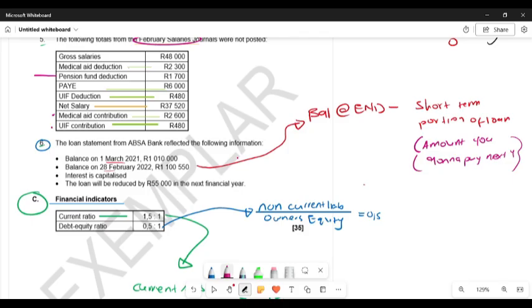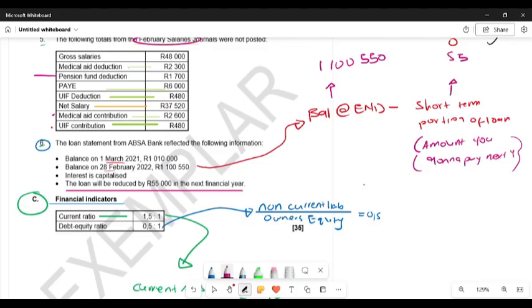So let us analyze this information. My balance at the end here, I am given as 1,100,550. And as you can see, the loan, bullet point number 4, the loan would be reduced by 55,000 in the next financial year. Your loan can only reduce if you pay it, right? So here, basically, they're indirectly telling us that the amount that we're gonna pay next year is gonna be 55,000, right? And this would be your short-term portion of loan.